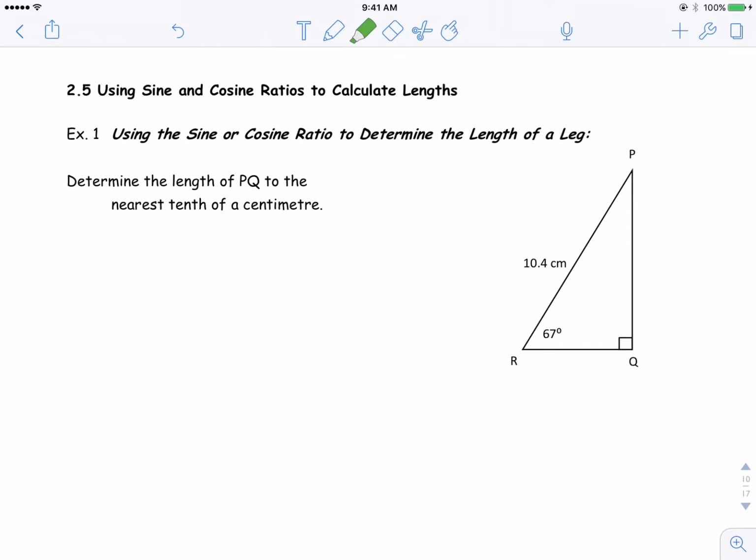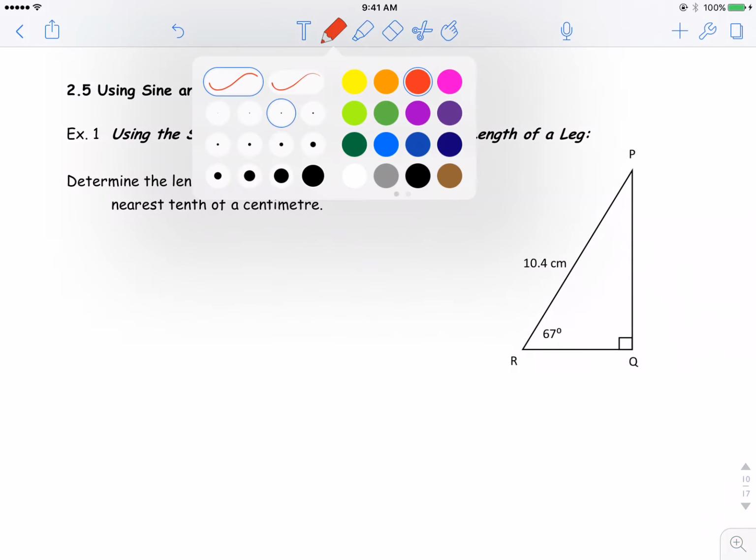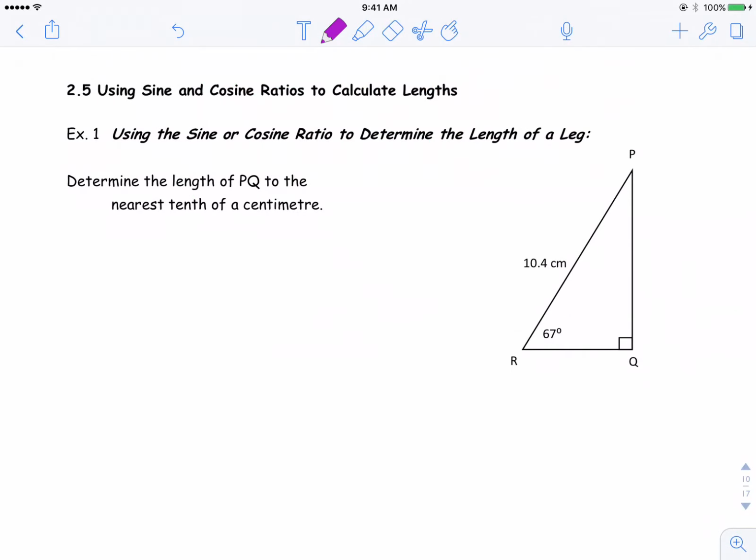Example 1 says using the sine and cosine ratio to determine the length of a leg. We did already look at calculating the missing angle. So now we need to look at calculating a missing leg or a missing side of a triangle. Determine the length of PQ to the nearest tenth of a centimeter. PQ is this length right here.